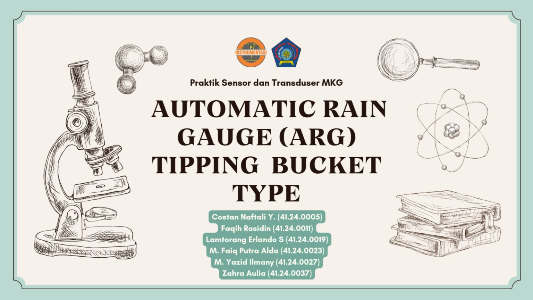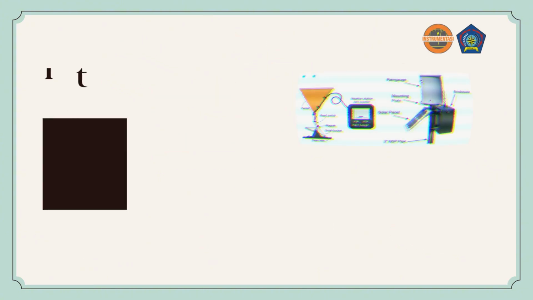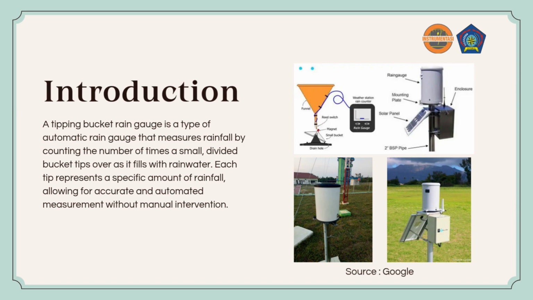Today we are going to talk about a cool instrument that plays a very important role in the world of meteorology, the automatic rain gauge. Some of you might be wondering, what is a rain gauge? Well, simply put, it's a device used to measure rainfall automatically.